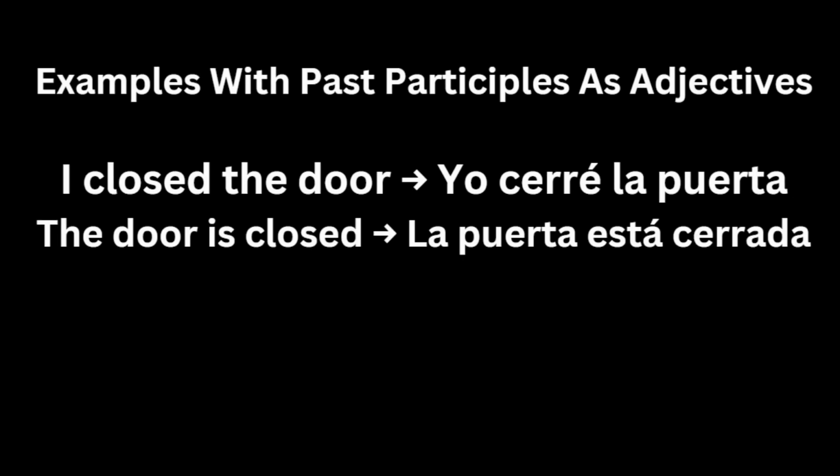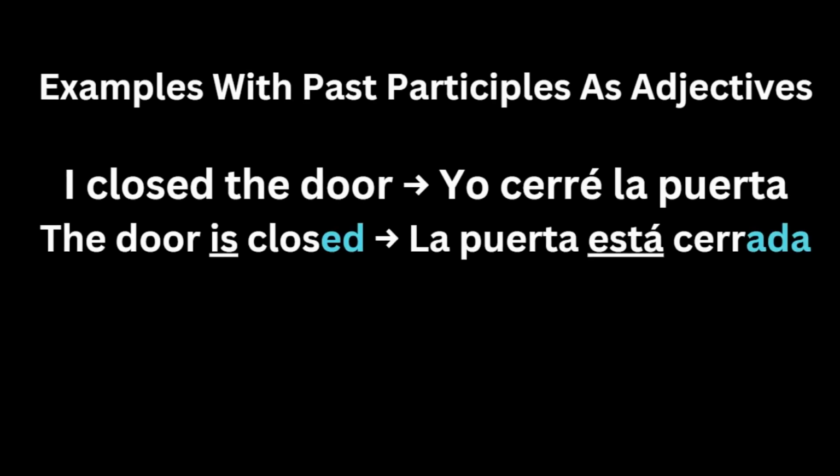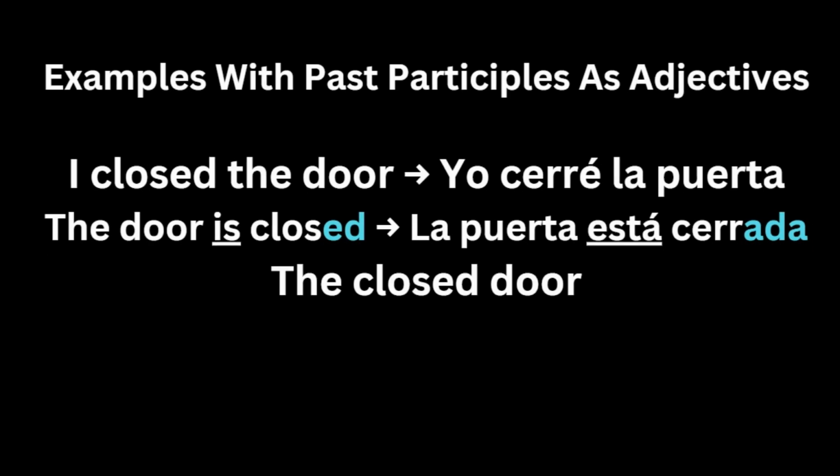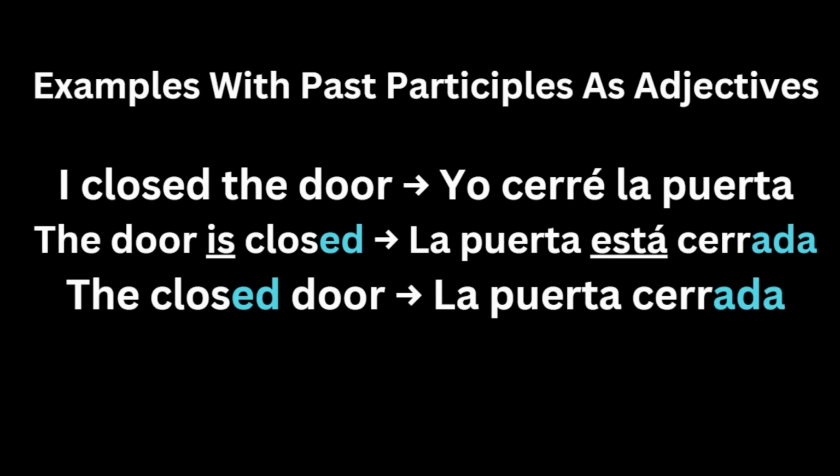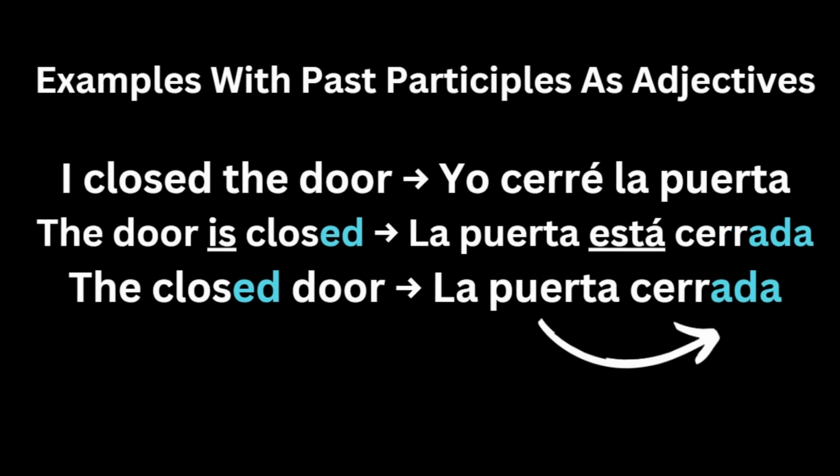La puerta está cerrada. And as you can see, we're using the verb estar to describe the condition of the door, with cerrada being the adjective that matches the gender. Hence, puerta is the feminine word. Additionally, you don't have to use the verb estar when writing such a sentence. Instead, we can just say the closed door, which would be la puerta cerrada. And because we're using a past participle as an adjective, we have to put it after the noun because it's a rule in Spanish. And basically, the same idea applies to any sentence you want to say.